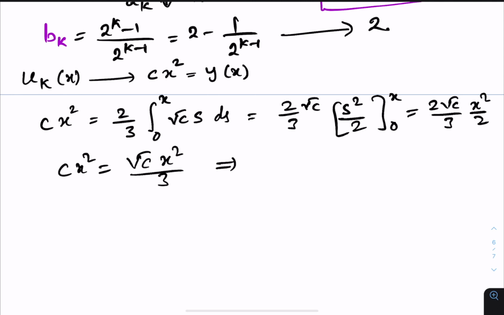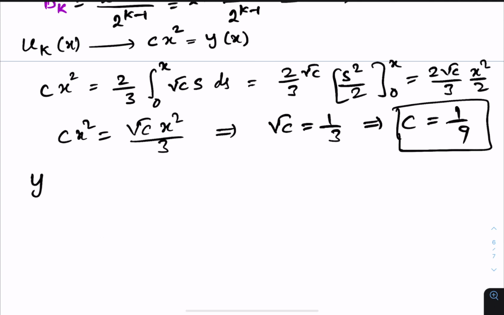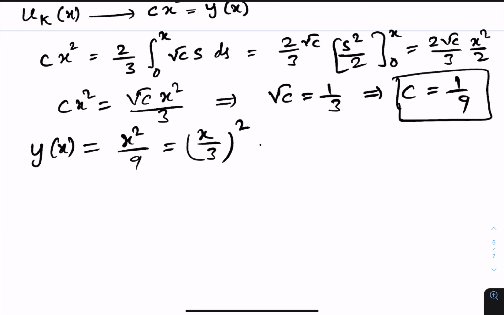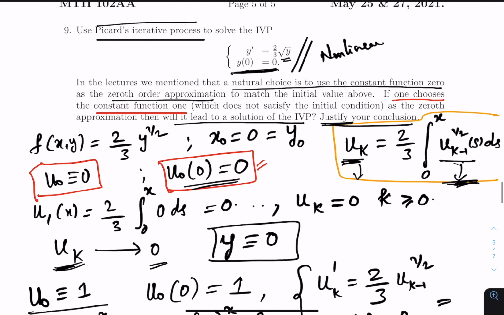Now this implies that square root of c is 1 over 3, or in other words, c is 1 over 9. So c is 1 over 9, then your y x, the solution that you obtained as a limit of the Picard's process, is actually x square by 9, in other words, x by 3 whole square. Now this is also a solution to this initial value problem.